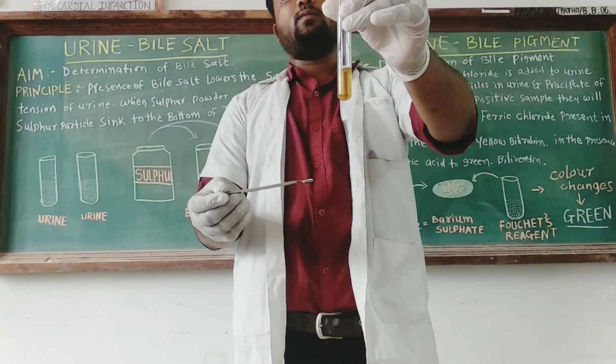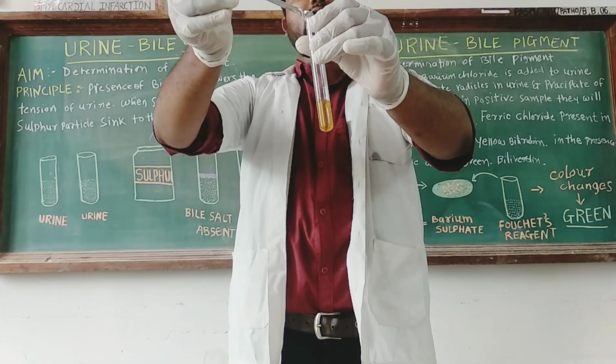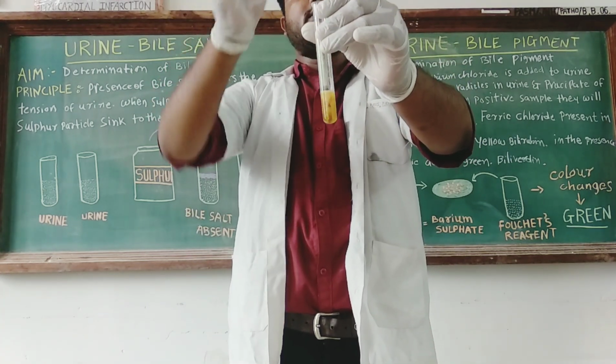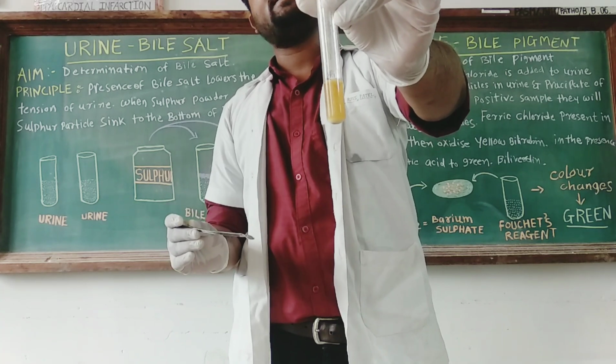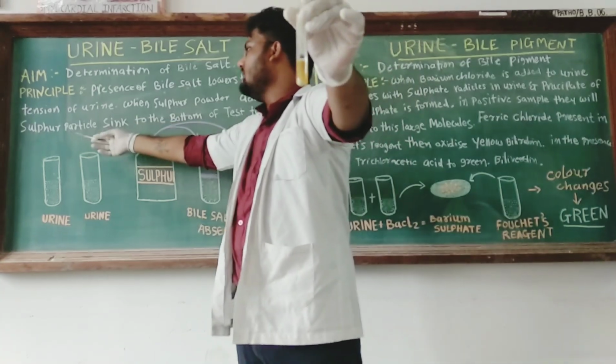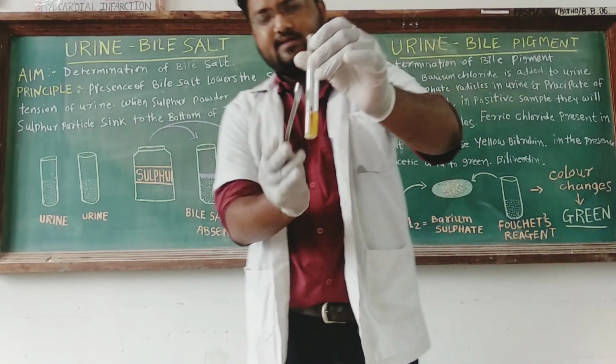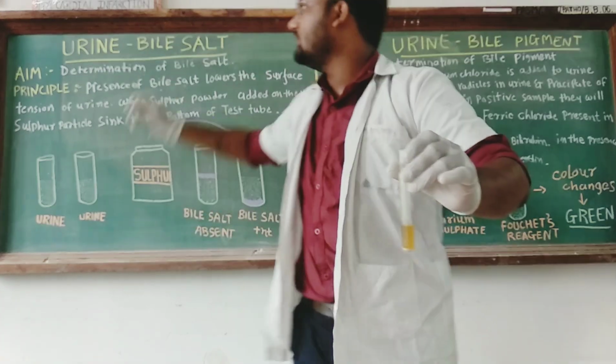Now we are taking the positive sample from the patient and adding sulfur powder. Let's see. The sulfur powder sinks to the bottom of the test tube. The sulfur particles sink to the bottom of the test tube. That means this sample is positive for bile salt.